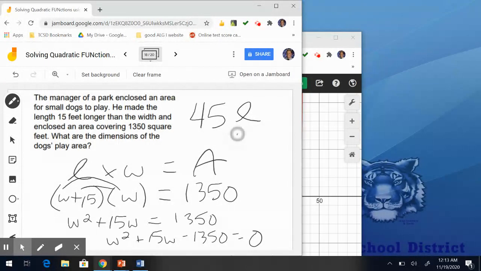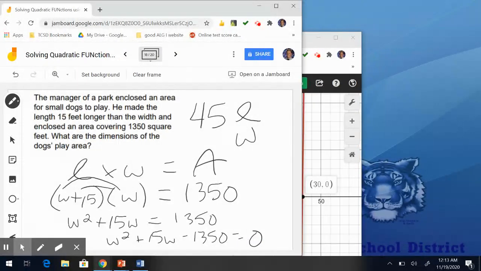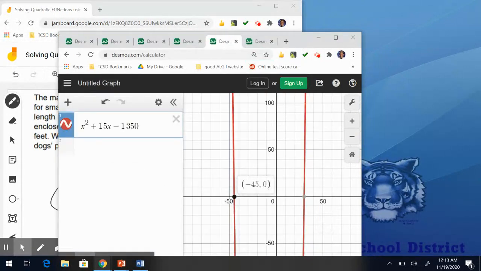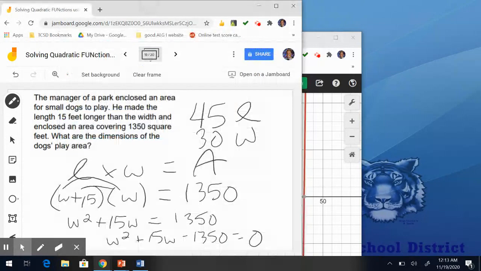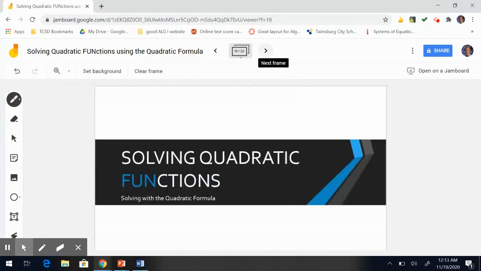And again, this negative 45 turns into positive 45. And that's going to be your length. And your width was the shorter length, or the shorter distance, I should say. And that gives you your 30. All right. So again, we can't have a negative length. So I know that this does say negative 45. But again, since it's describing a length, it's going to turn to a positive.